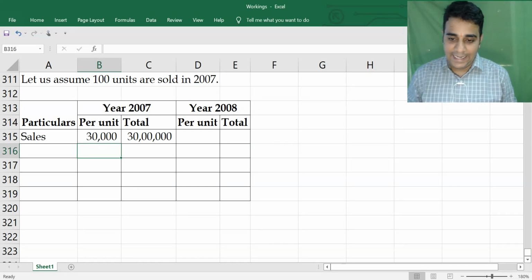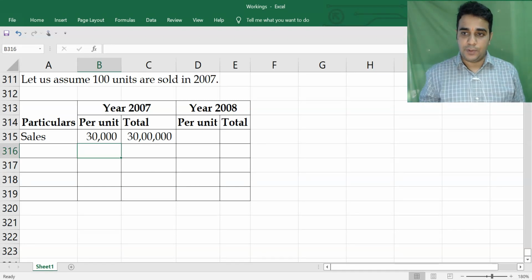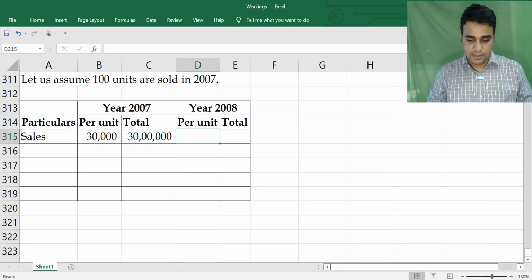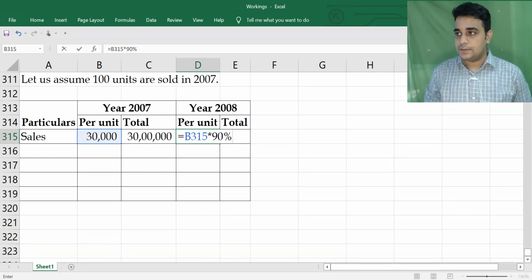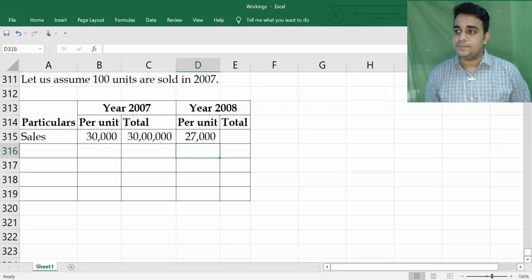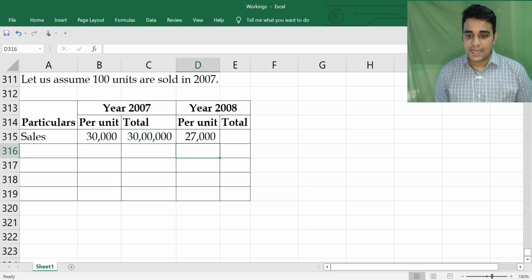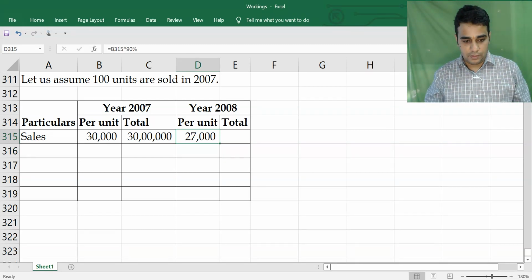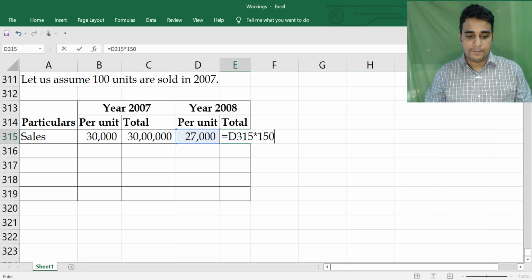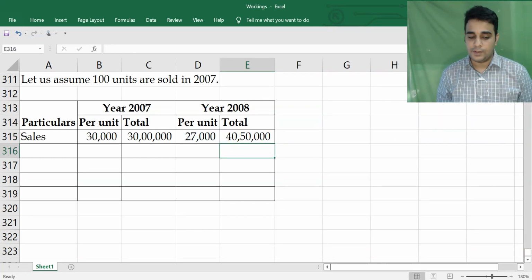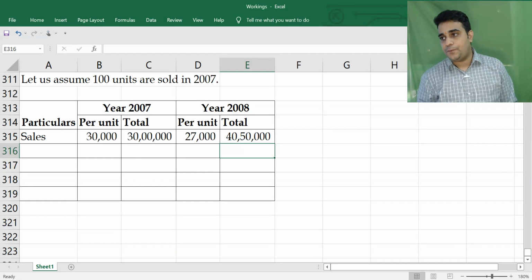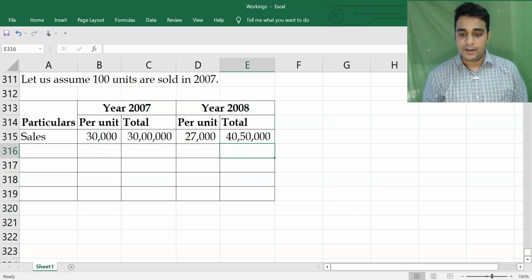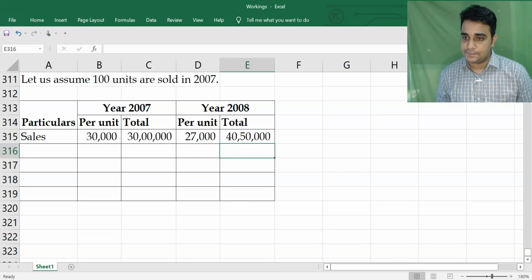For 2008, any change in selling price given in the question? How much? Reduction of? Okay, 30,000 into 90% then. Into 90%, 27,000. Any change in quantity sold? Goes up by 50%, so into 150. 40 lakh 50,000. 27,000, 150 units. 2007 it was 100 units. 2008 is 150 units.